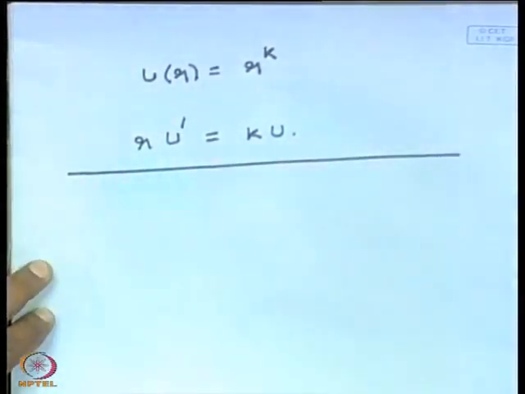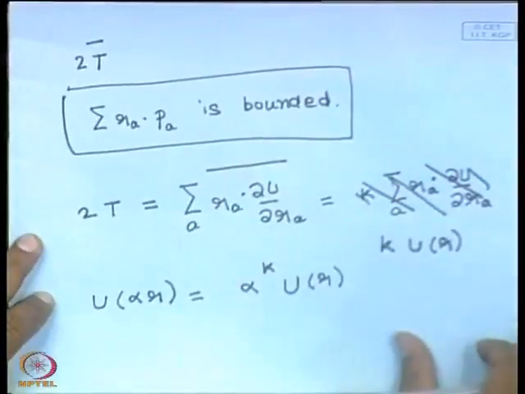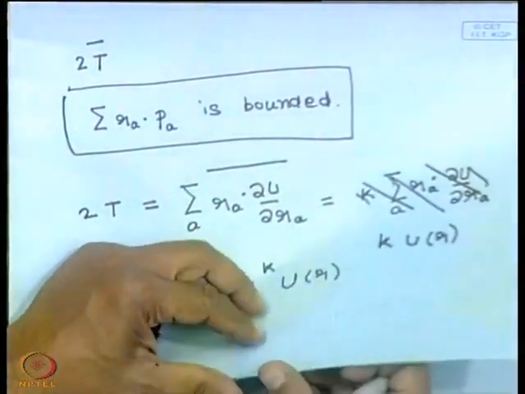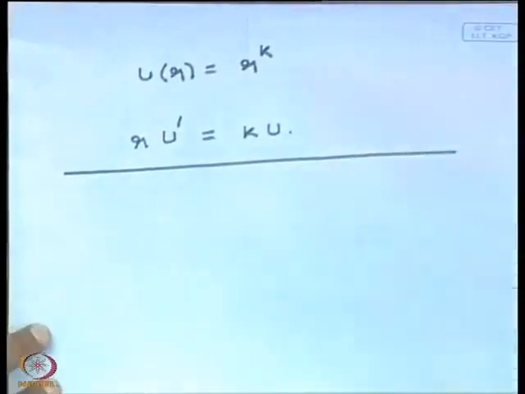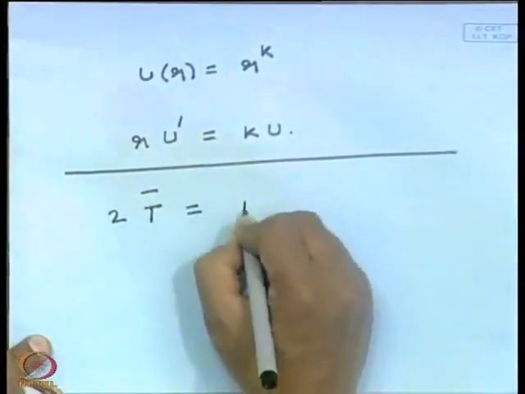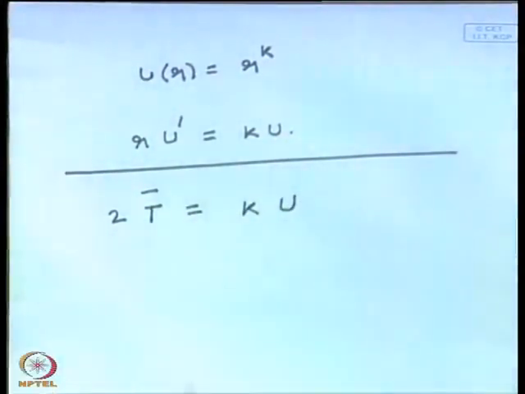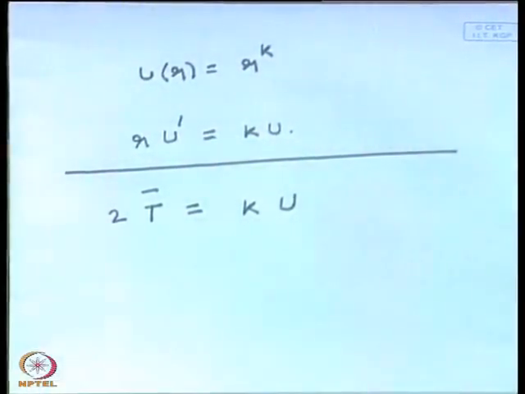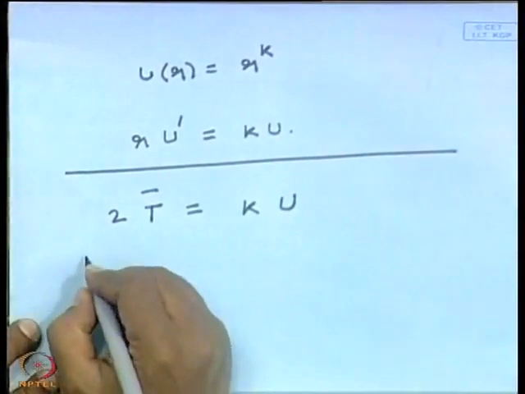So what we get from this is that twice the kinetic energy, or twice the average kinetic energy, is k times the potential energy, where the potential is homogeneous of order k, degree k, in the variable r. So let us now apply this to gravity.